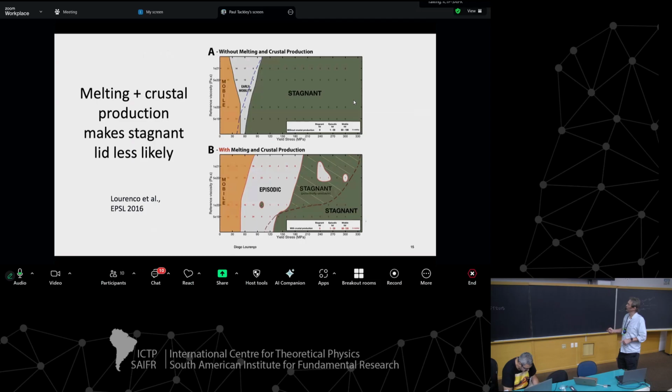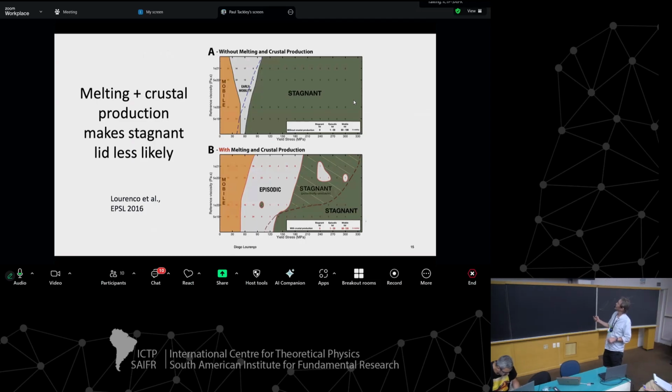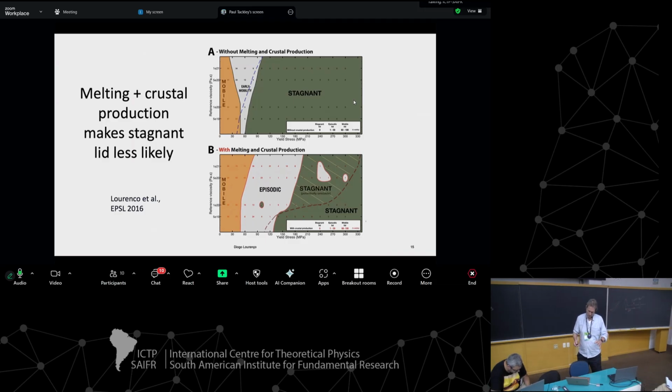This is a regime diagram that Diogo came up with. Without this crustal production, at low yield stress, you have mobile, that's plate tectonics-like. At high yield stress, you have stagnant. The yield stress is the stress at which the rock sort of breaks. And in between, early mobility. Now, including the melting and crustal production, the mobile lid now extends to higher yield stress. So that means it's easier to have a mobile lid regime, in a model or a model planet where you're including the production of basaltic crust.